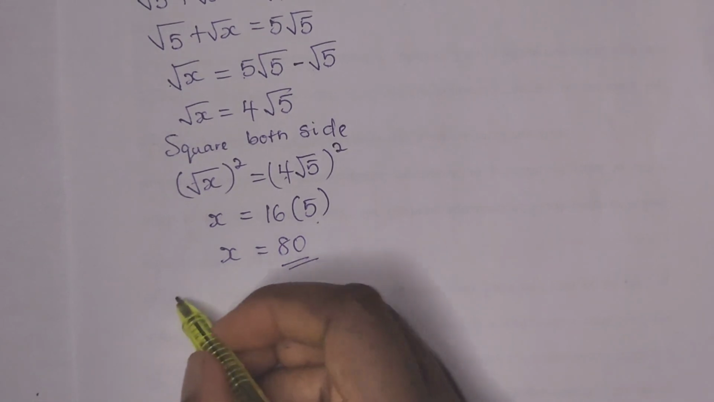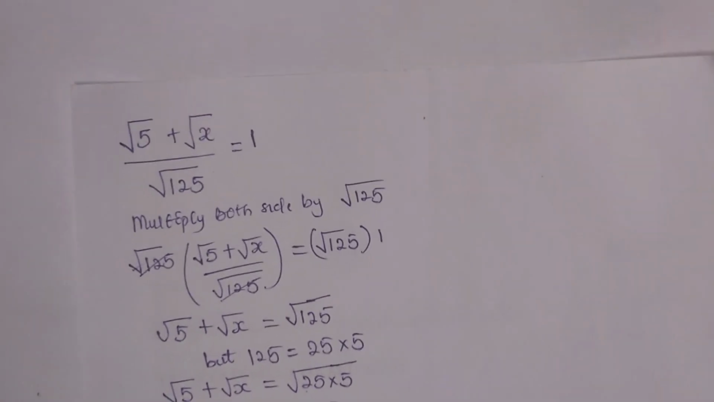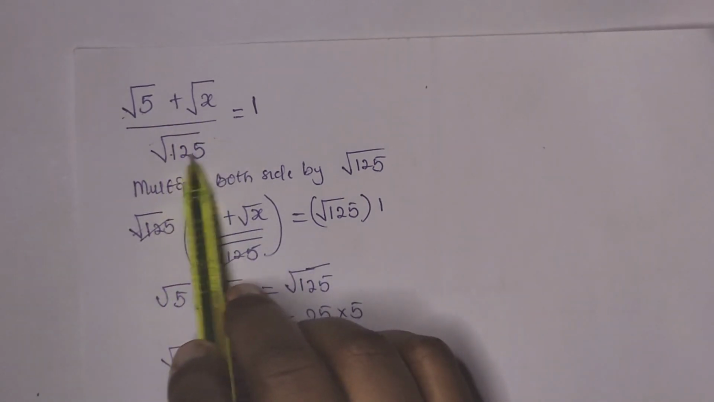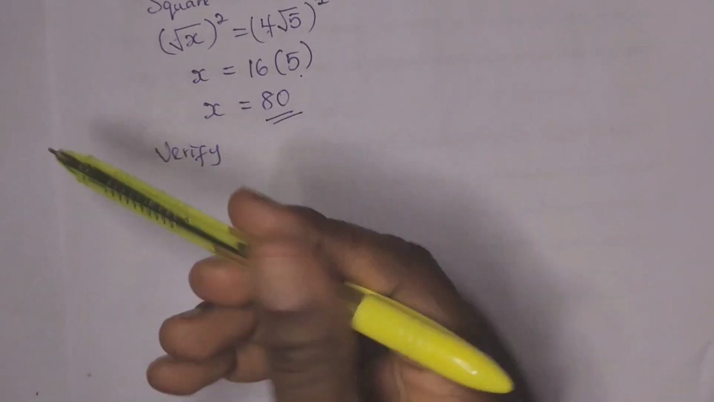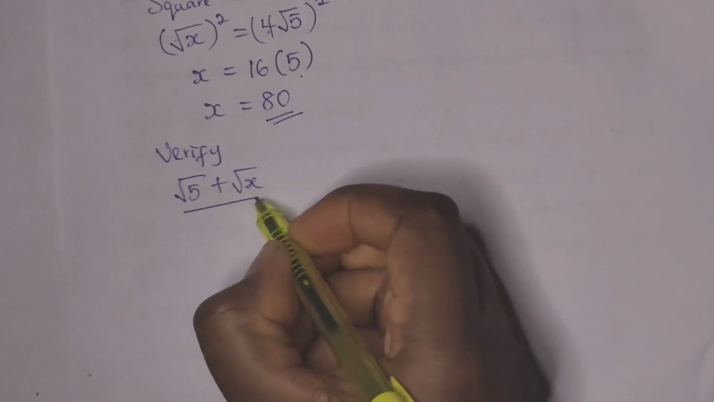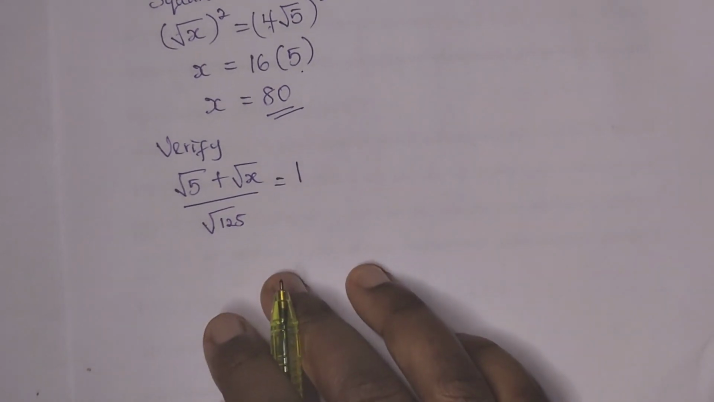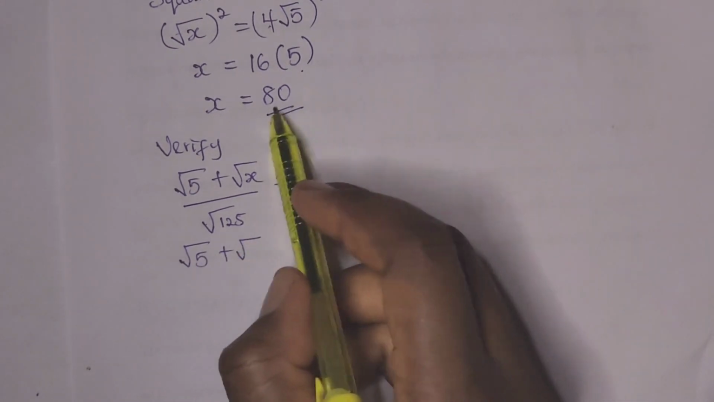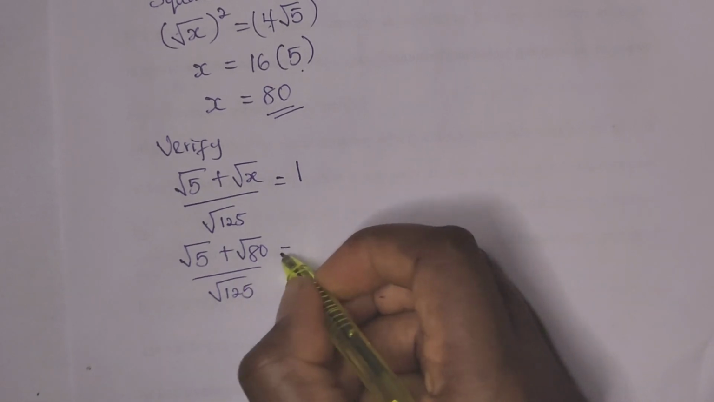But for us to verify, so the question is root 5 plus root x all over root 125 equal to 1. So this is root 5 plus root x all over root 125 equal to 1. So we have root 5 plus root, our x is 80, all over root 125 equal to 1.